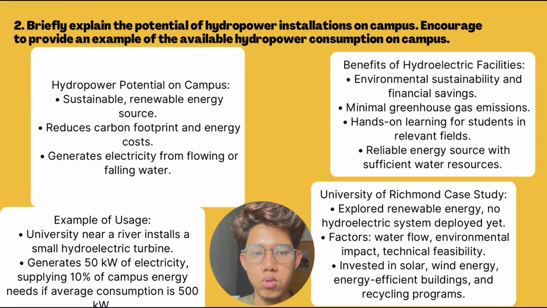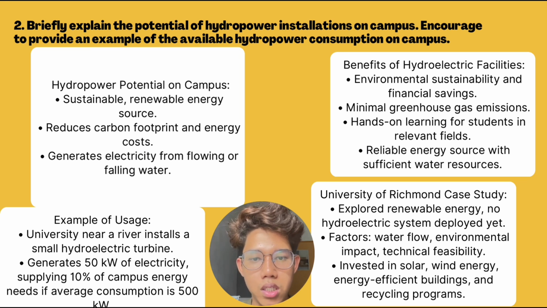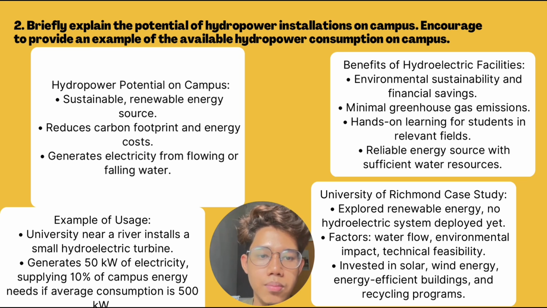And the second question is, briefly explain the potential of hydropower installations on campus, and provide an example of hydropower consumption on campus. Hydropower potential on campus: sustainable, renewable energy source, reduces carbon footprint and energy costs, and generates electricity from flowing or falling water.